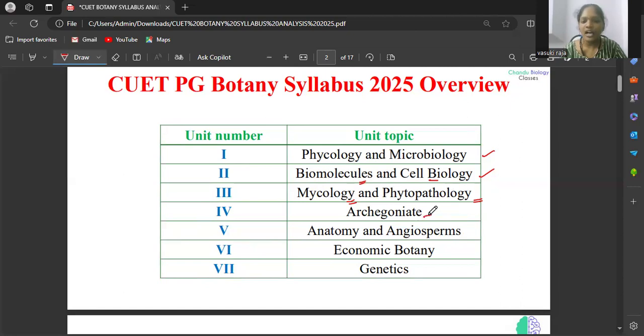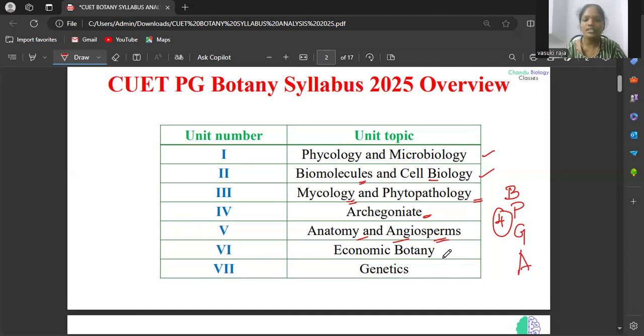Unit 4 is archegoniate, and unit 5 is anatomy and angiosperms. Angiosperms are flowering plants. Under the plant kingdom we have four different classes: bryophytes, pteridophytes, gymnosperms, and angiosperms, right? In the syllabus, they have given the angiosperms. When it comes to angiosperms, we have to focus on double fertilization and triple fusion, the most important topics under angiosperms. All the important things will be discussed under unit 5.